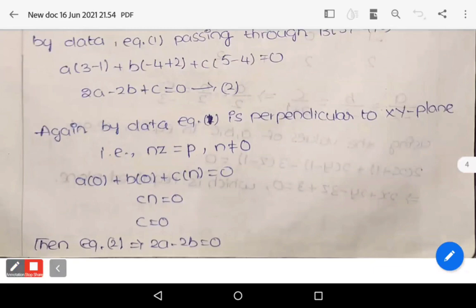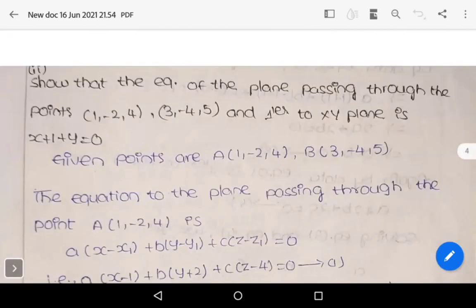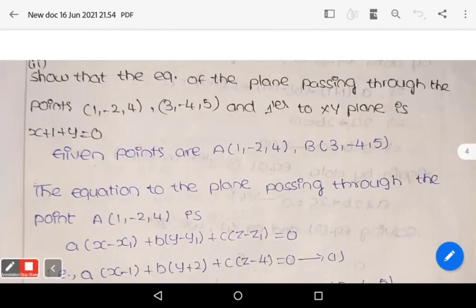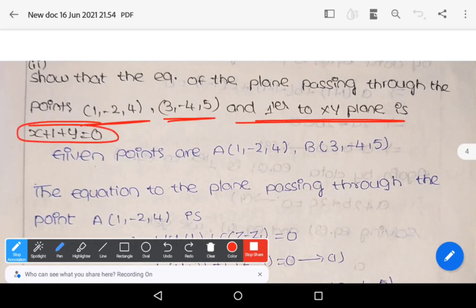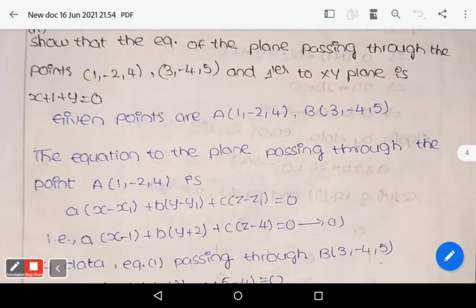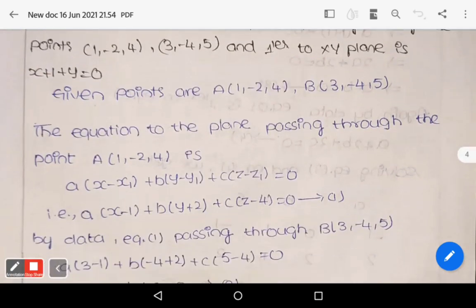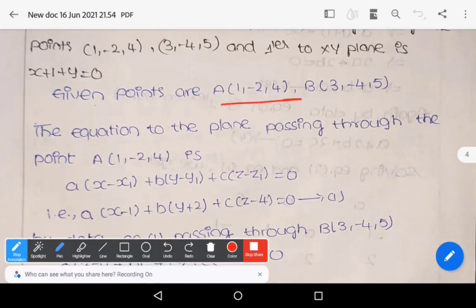I can explain that also. Show that the equation of the plane passing through the points (1, -2, 4), (3, -4, 5) and perpendicular to the xy plane is x + y + 1 = 0. As in the previous problem, the given points are A(1, -2, 4) and B(3, -4, 5).